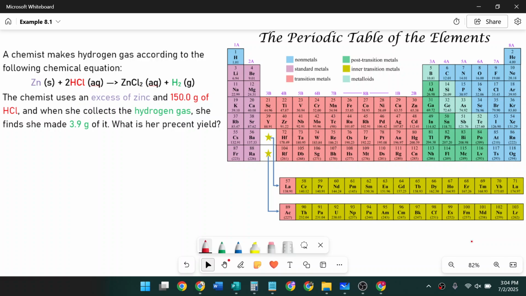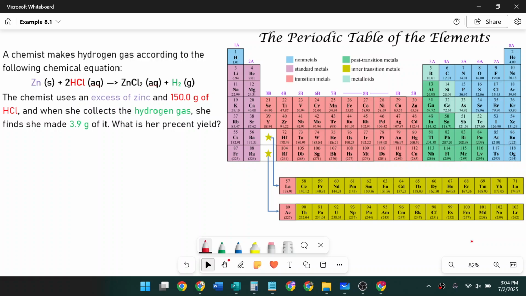This is example 8.1 from Discovering Design with Chemistry. A chemist makes hydrogen gas according to the following chemical equation. You can read the equation. The chemist uses an excess of zinc and 150.0 grams of HCl.